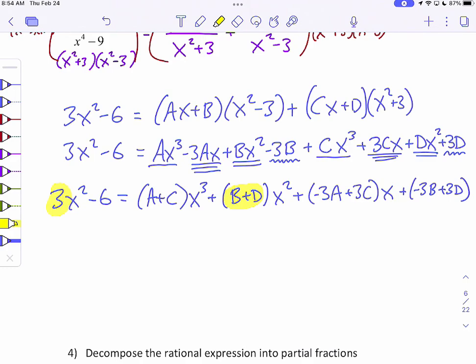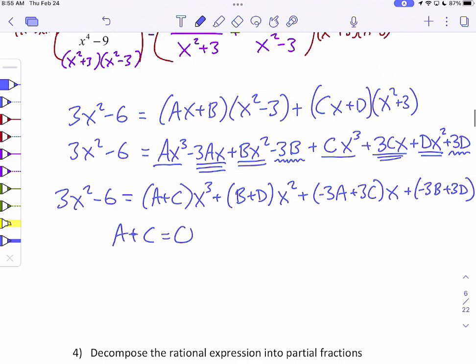Okay? So now I skipped to that one because it was easy to understand, but let's talk about the first one. So what do you think A plus C has to equal? 0, because over here there's no x cubed. There's also no x. So then I'm going to write this over here. We said B plus D has to equal 3. We're matching up the terms. We're saying here's an x squared, here's an x squared. In front of that's a B plus D, in front of that's a 3. So B plus D has to equal 3.